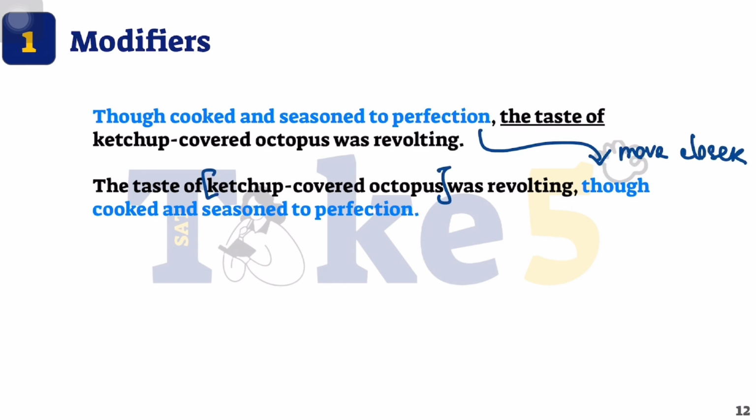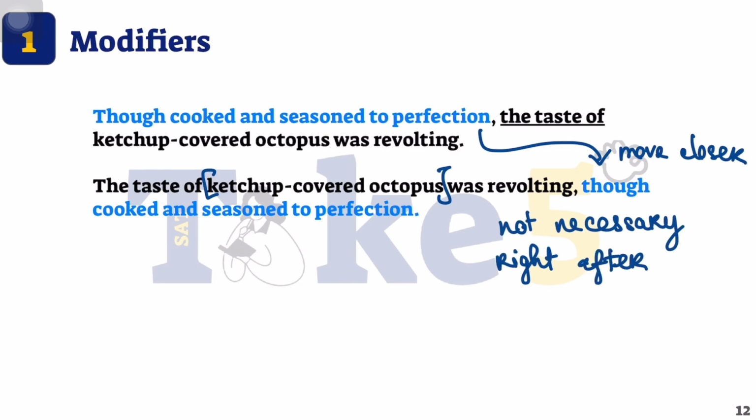Or we can move the modifier closer to the right object, the ketchup-covered octopus. This is more lenient as we don't require it to follow right after the noun phrase. It is okay to stay here as it is still understood that the subject of this modifier is the closest noun, which is still this ketchup-covered octopus.